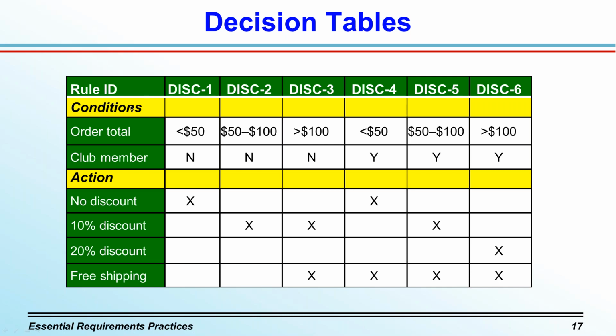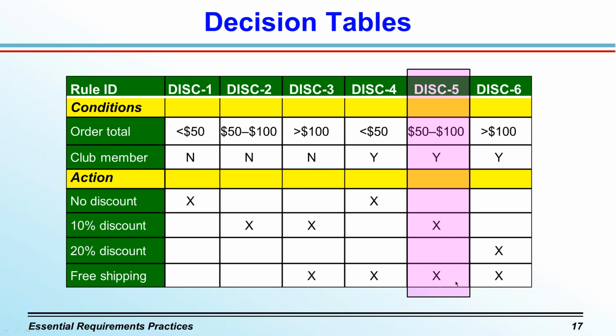So here are two sets of conditions, the amount of the order total and whether or not the customer is a club member. And below that are the various actions that would result from the various combinations of conditions. And the X just indicates that that particular outcome applies to that combination. So for example, let's look at rule discount 5 here. It says if the order total is in the range of $50 to $100 inclusive, and the customer is a club member, then they get a 10% discount and free shipping.